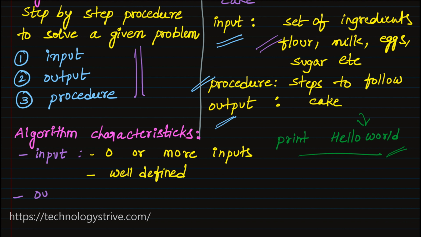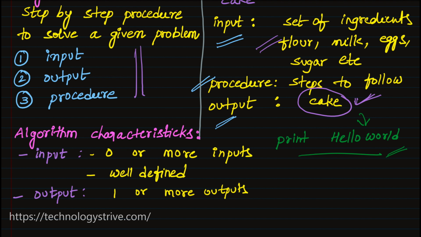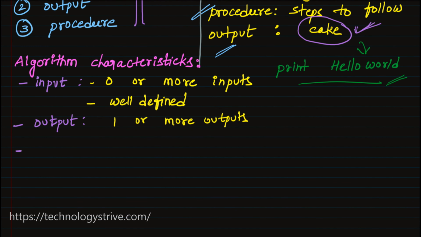Next one talks about output. The algorithm must produce some output. It can be either one or more outputs. What we are trying to do, at the end of the algorithm, we want to achieve something, that is called output. So every algorithm will have one or more outputs. At a time I want to prepare more cakes, then the output number will be more. And in this case, only one cake we are going to achieve. Similar way, any algorithm will have either one or more number of outputs.